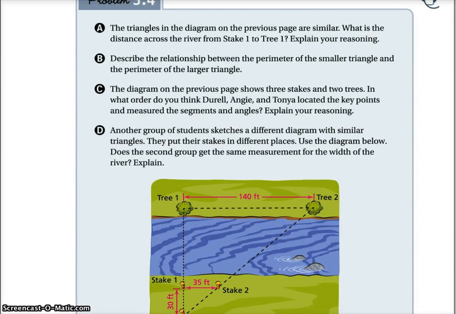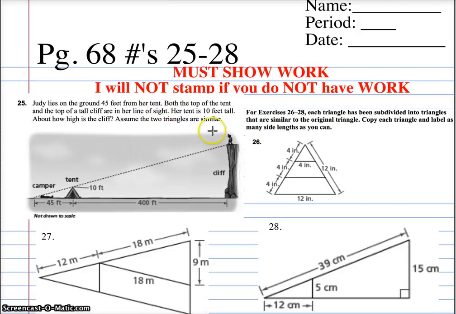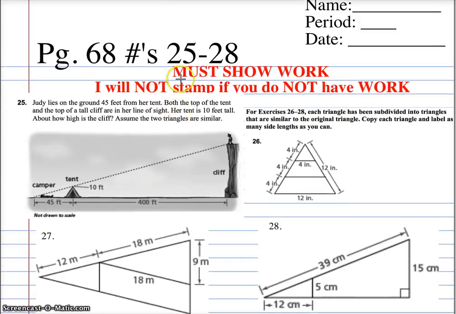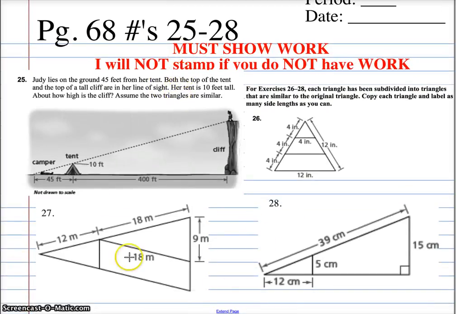Your homework for tonight is going to be page 68, 25 through 28. So same idea as the triangles are within the larger triangles. You're just going to find ratios between them. Here's 25, 26, 27, 28. It is on page 68. Don't forget to copy down your notes. This will be checked next class.